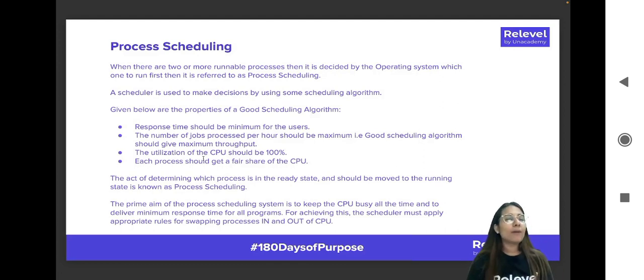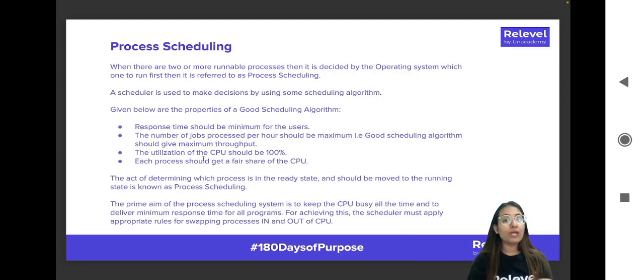Now, before actually jumping on to which scheduling algorithms are available, we should talk about the properties of a good scheduling algorithm. Here, the response time should be minimum for the users, wherein you can execute a process as early as possible and provide the response to the users. The number of jobs processed per hour should be maximum. That is, a good scheduling algorithm should give maximum throughput.